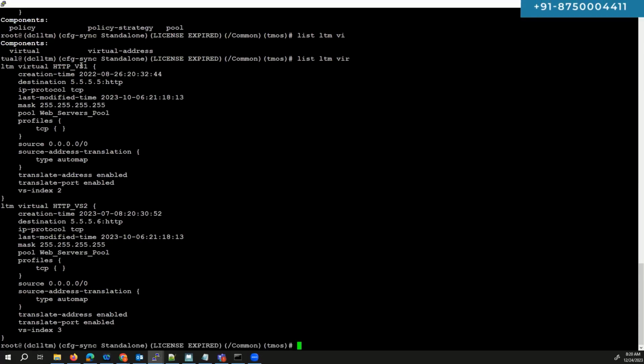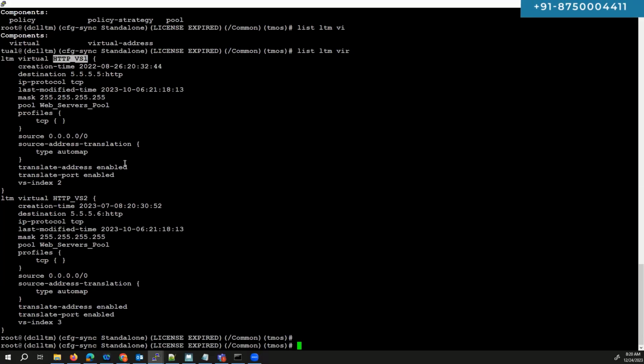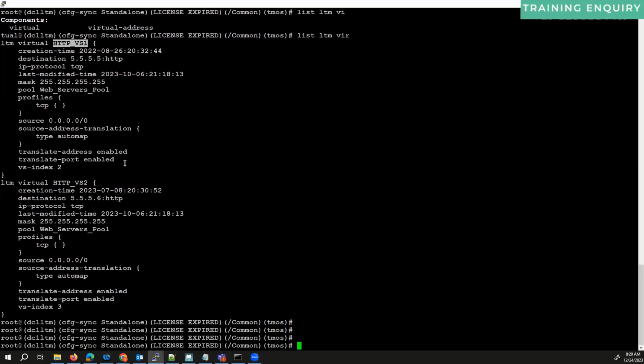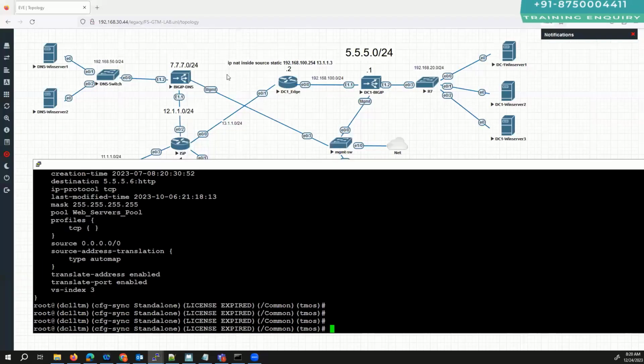So these are the couple of VIPs that we have already created here. Like there is HTTP VS1, there is HTTP VS2. So these are the virtual servers that we have created on this LTM. Although we will be seeing them through the GUI, for now this is enough to understand the configuration of the big IPs at the data centers. And these are LTMs, right? Although for now the license is expired, but we don't really have to worry about that. We will reinstall the licenses, right?